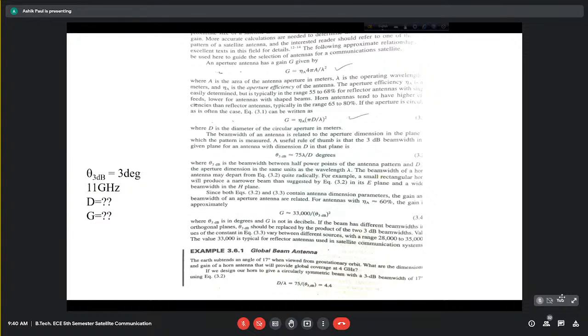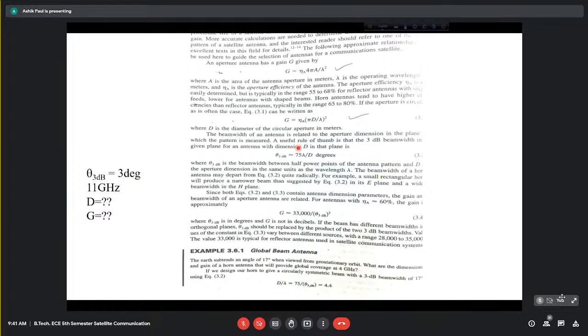Then there are some standard relations which are used in order to understand what will be the required diameter and gain of a satellite based antenna in order to achieve the desired objective. So we know that an aperture antenna will have a gain which is given by a relation, 4 pi effective aperture, and that effective aperture is once again the product of the antenna aperture efficiency times the physical aperture, divided by lambda squared. This relation is well known to you, and we could also write this expression in terms of the diameter of the circular aperture of the antenna.